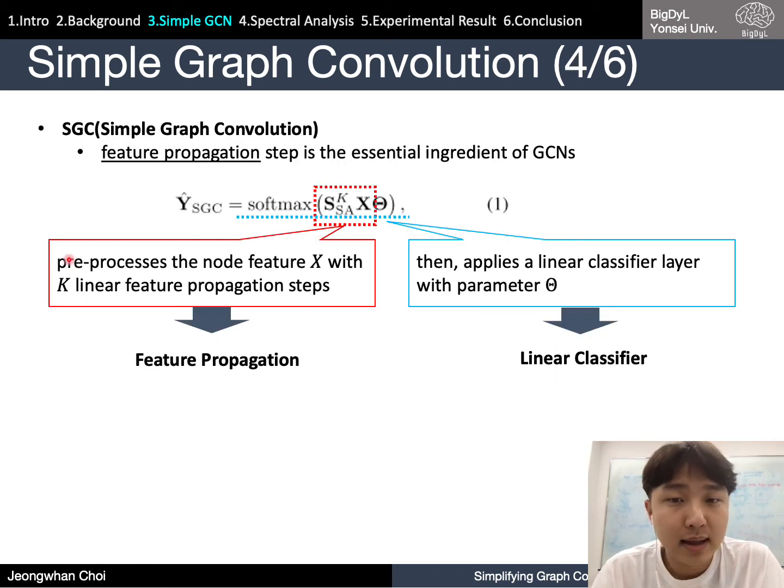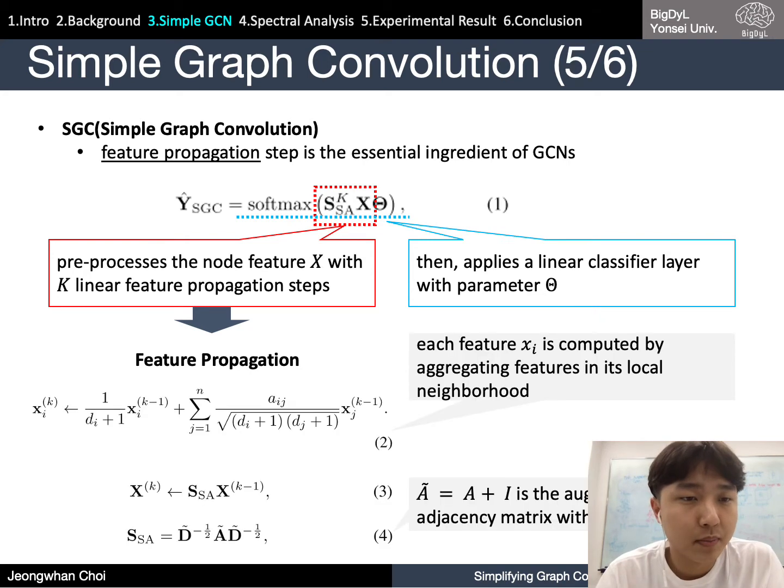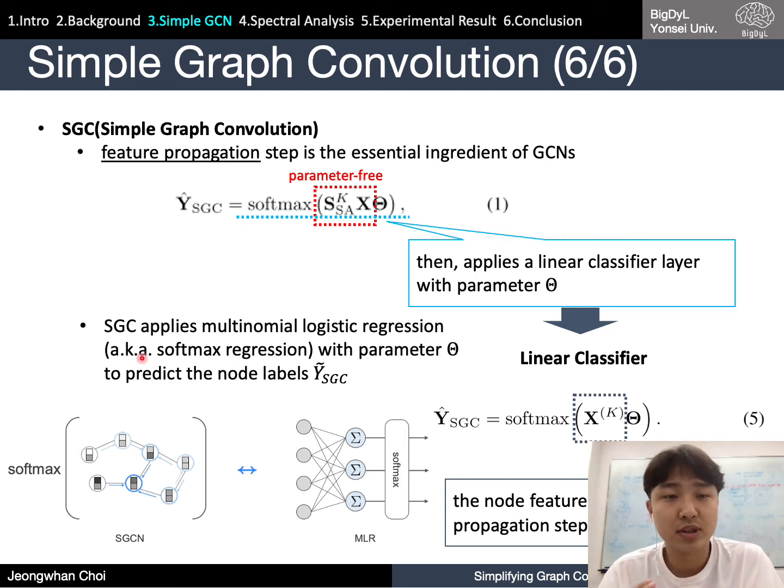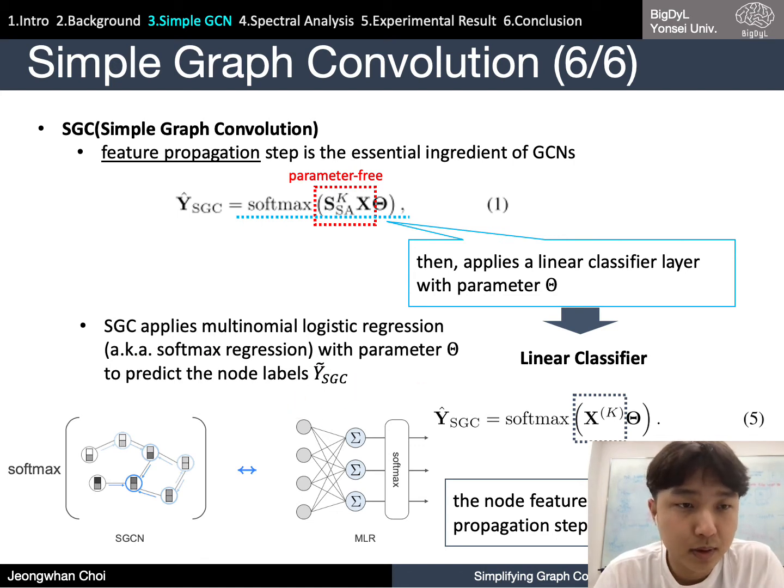And this red box is feature propagation, and the blue box is the linear classifier. I'm going to skip these 3 slides because I already mentioned them before. But I will only mention this part and move on to the next slide. This SGC applies multinomial logistic regression with parameter theta to predict the node labels. And that's it.